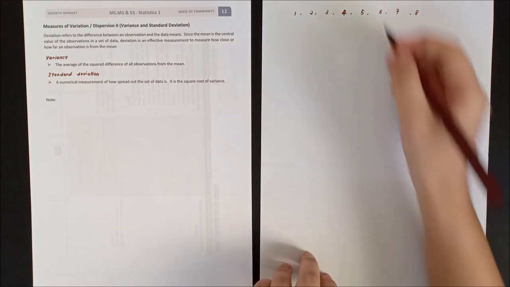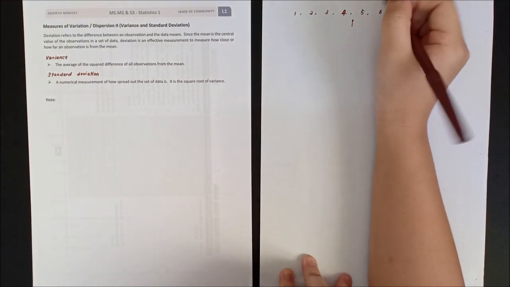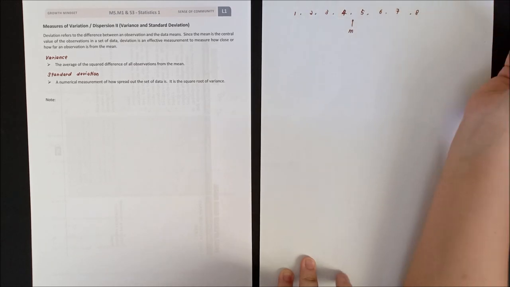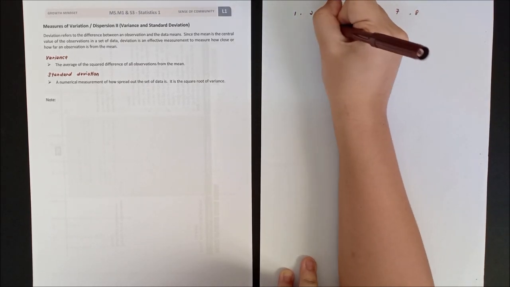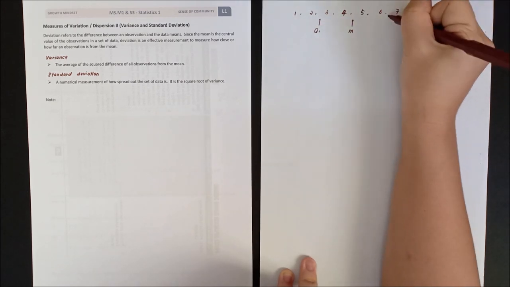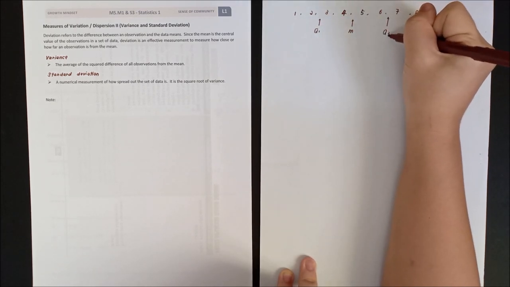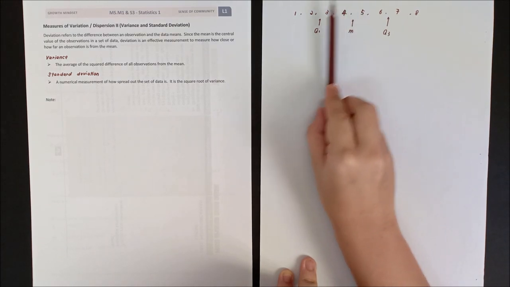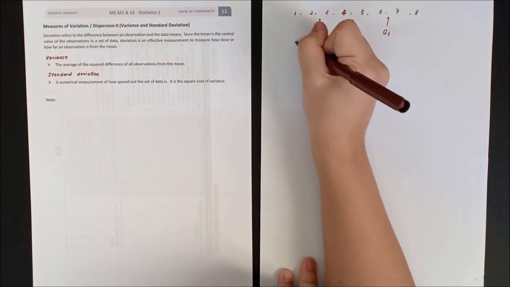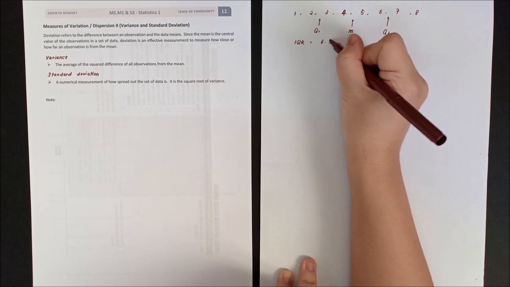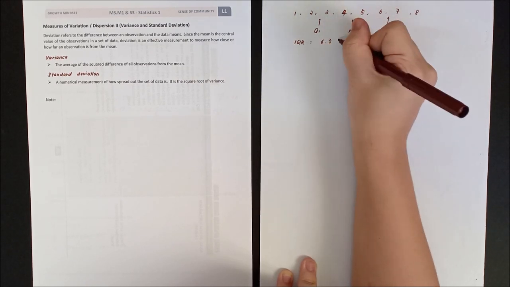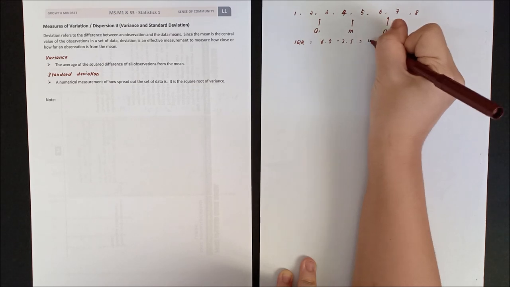So where is my median? My median is going to be in the center of 4 and 5, right? This is my median. And I cut this into two parts. So my Q1 is here, my Q3 is here, correct? I cut it in here, so four numbers in between here and here. Okay, so what will be my IQR? My interquartile range is going to be 6.5 in the middle here, minus 2.5, which gives me 4.